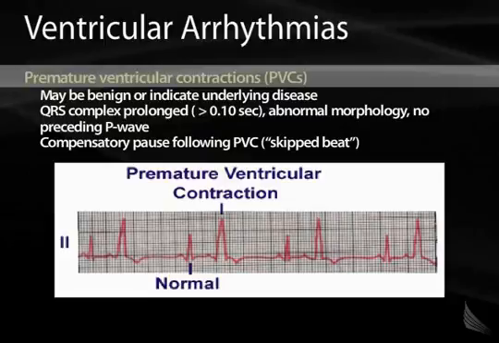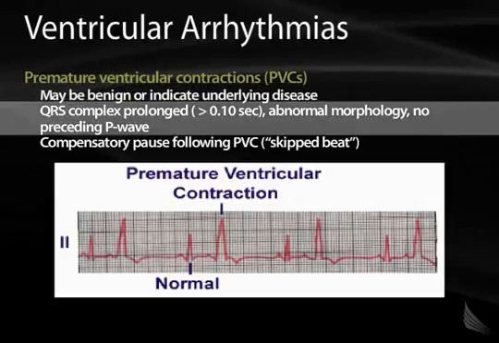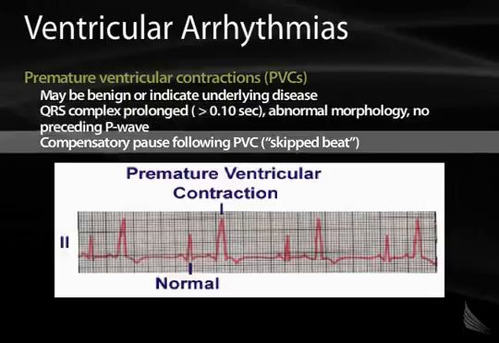PVCs, or premature ventricular contractions, can often be benign. They may also indicate underlying disease in some patients. A premature ventricular contraction is a QRS complex that is prolonged, usually greater than 0.1 seconds. It has an abnormal morphology and does not usually have a P wave before it. In this beat, you will normally have a compensatory pause following the PVC.